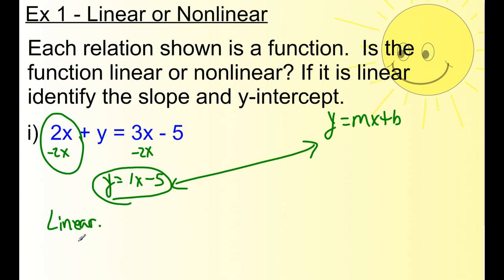And because it's linear, now we have to find the slope and the y-intercept. All right, slope. Well, we did it in our equation. This is slope-intercept form, so the slope is 1, and the y-intercept is -5. Done. That was pretty quick and easy.